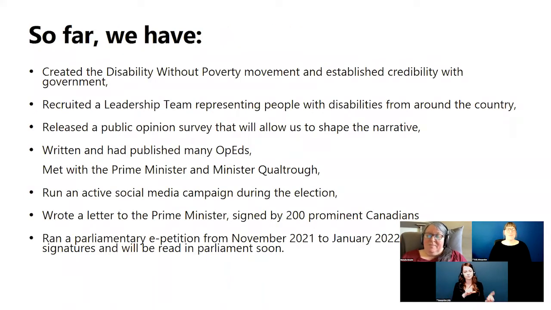So last year was very busy. We came together as a leadership group of disabled people to chart the course that we wanted to take. We wrote as many op-eds as the media would publish, and we talked and talked to anyone who would listen. And we also made sure that we got right to the top of the government systems that can make this change happen. Next slide, please.